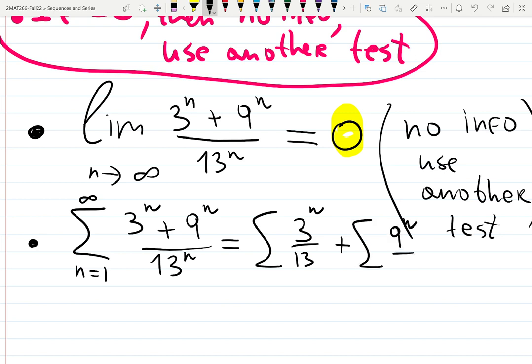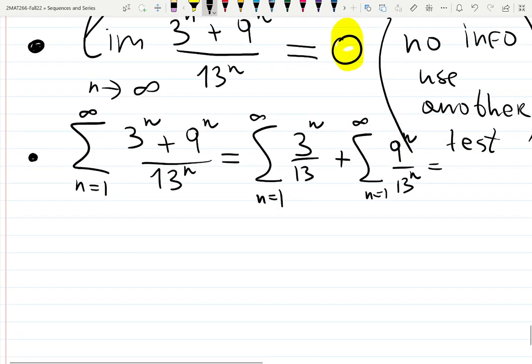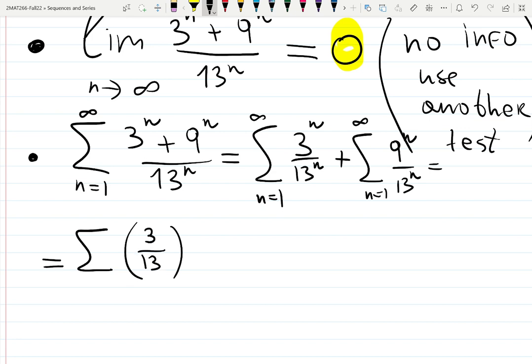And what did you want to say, Charles? Do you have a next step or not? I was going to say just that, and I have no idea what to do after that. You do. Okay, tell me. 3 to the n over 13 to the n. How should I rewrite that? 3 over 13, everything to the n. That is a geometric series.